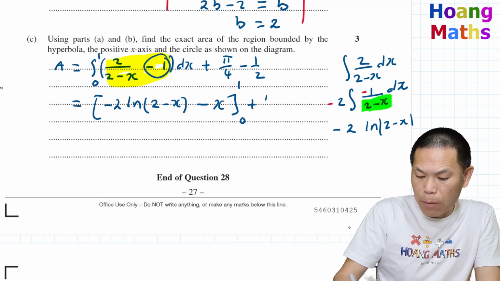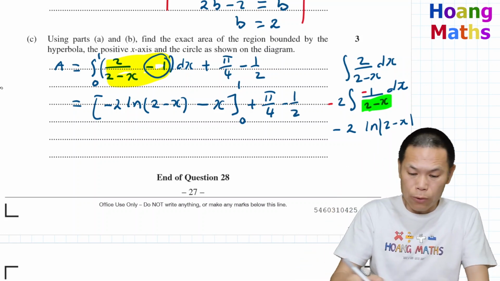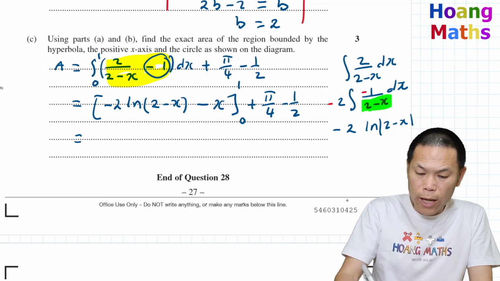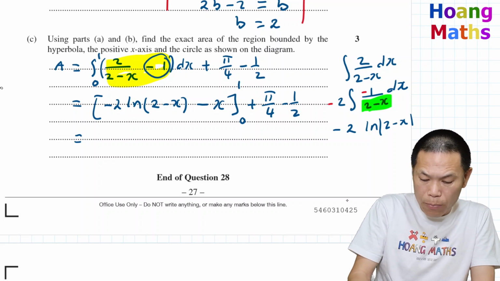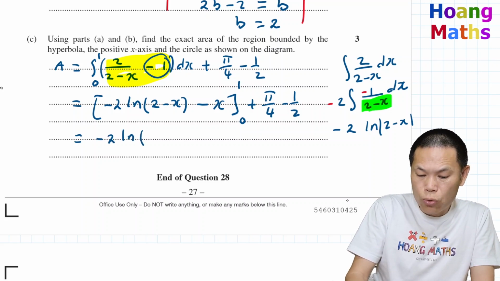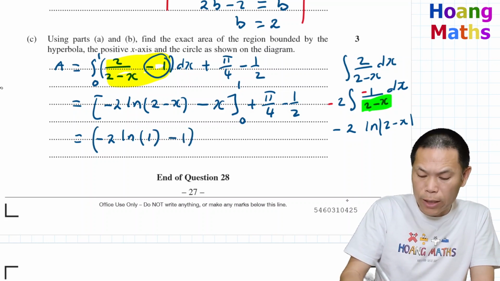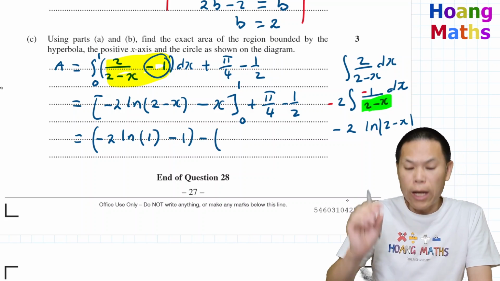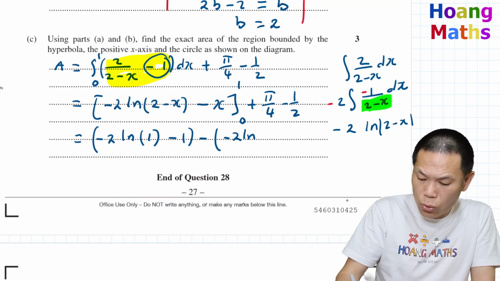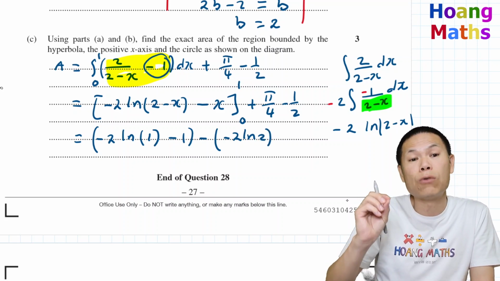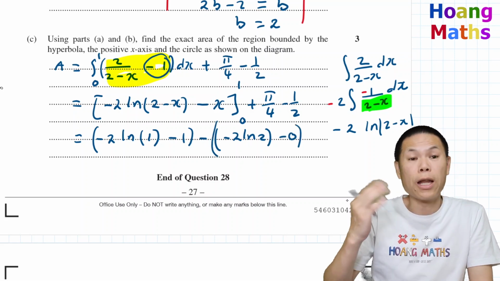And don't forget, we add pi over 4 minus a half. So now what I do, I just substitute the value in. When x is 1, we replace 1 in the x values. So that becomes -2 ln of 2 minus 1, which gives me ln of 1, and then minus 1, that's for x equal to 1. Then we minus, when x is 0, we get -2 ln of 2 minus 0 which is 2, and then when x is 0, minus 0. So that's it. That's done. Otherwise, you can just write -0 like that if you like.